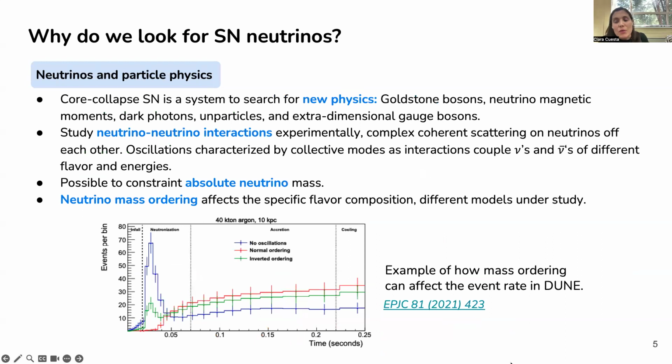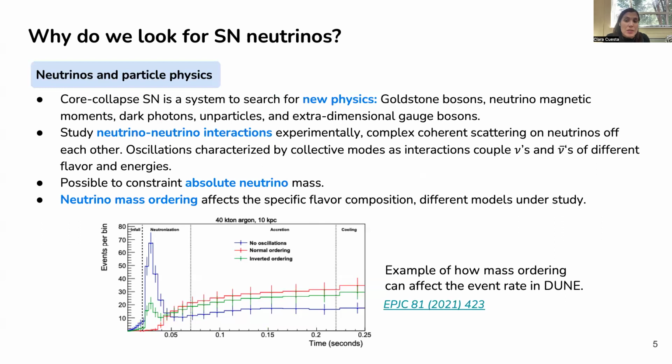Detecting neutrinos from a core collapse supernova, we can also learn about neutrinos themselves and particle physics. A core collapse supernova can be thought of as an extremely hermetic system, which can be used to search for new physics like Goldstone bosons, neutrino magnetic moments, sterile neutrinos, axion-like particles, and extra-dimensional gauge bosons.